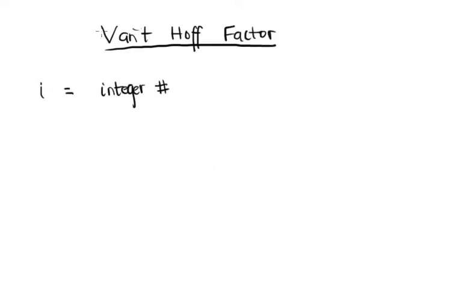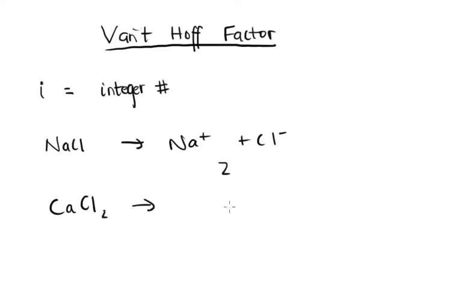The second precursor is something called the van 't Hoff factor. The van 't Hoff factor is denoted by i, it's an integer number, and it's used to denote exactly how many particles the solute dissociates into when it's in the solvent. So, for example, sodium chloride will dissociate into sodium and chloride, so that's 2. So its van 't Hoff factor will be 2. Something like calcium chloride will be 3 because there are 3 particles.